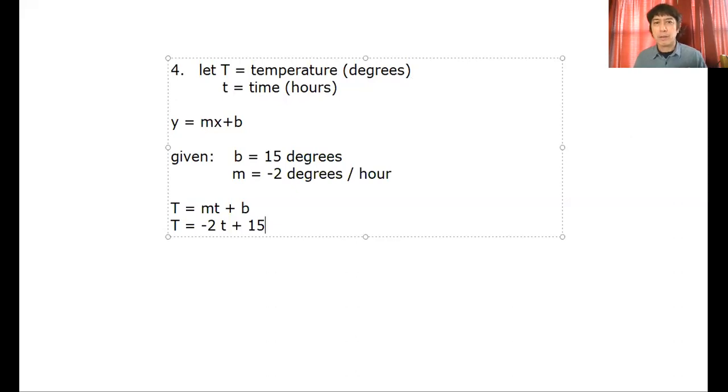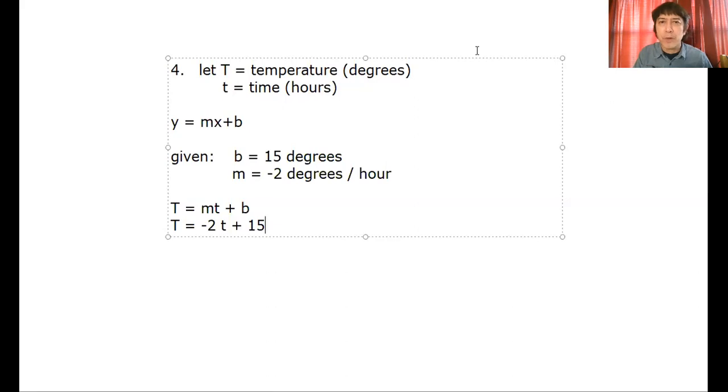And then as time goes by to the evening, that slowly goes down. That will be a reduction of 2 degrees for every hour. So it will be 15, and then 13, and then 11, 9, and so forth and so on. So it's going down. All right, so that will be the required answer for number 4.